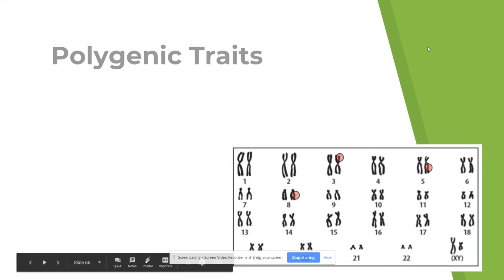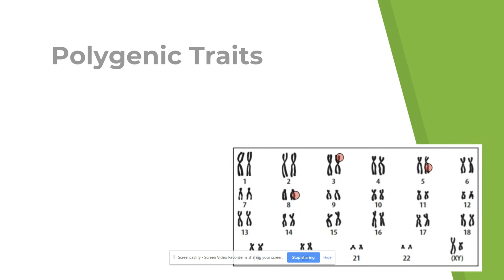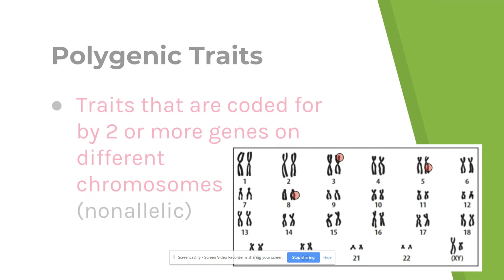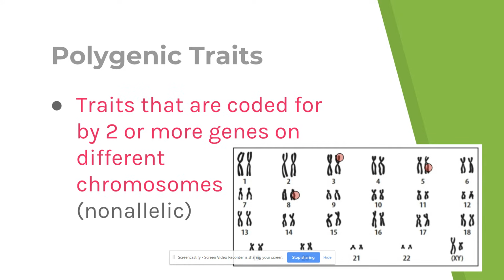In this video, I'm going to go over polygenic traits. This is going to be a pretty short video because there's not a cross that goes with it. It's just a term that I would like you to understand. So a polygenic trait is a trait that's coded for by two or more genes on different chromosomes.